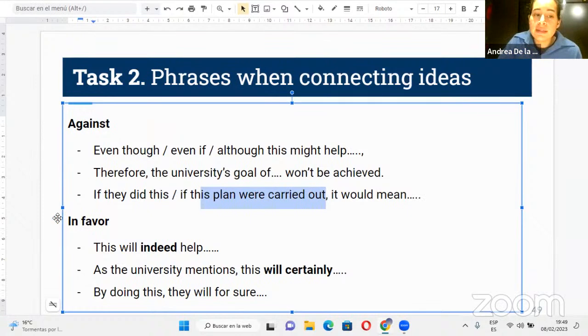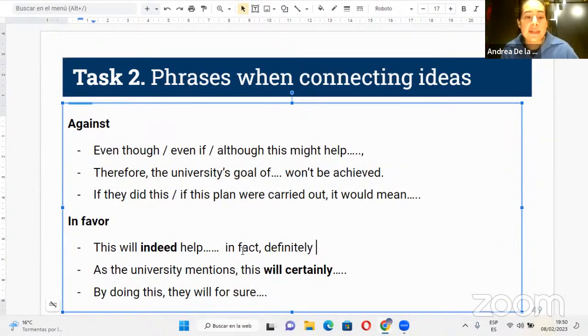Same thing if the student is in favor. If you remember the previous one we did, you can try to use words like indeed, in fact, certainly, definitely. Those are really good for vocabulary too, right? I'm going to write it down: in fact, definitely, absolutely, totally. For example, you could say, this will indeed help the university have some extra revenue from commercials, right? You're agreeing with what the university said. Or, this will totally benefit students in this way. Or, this will certainly, something like that, okay?